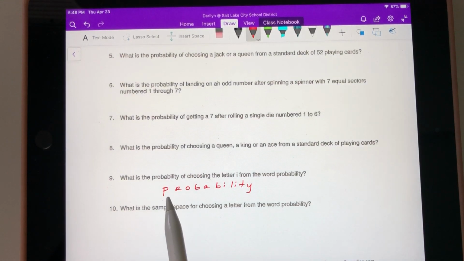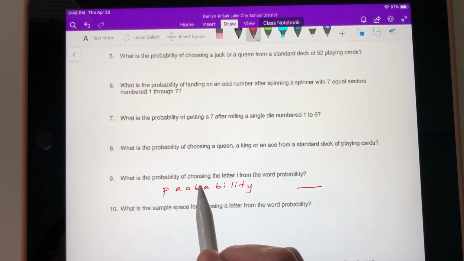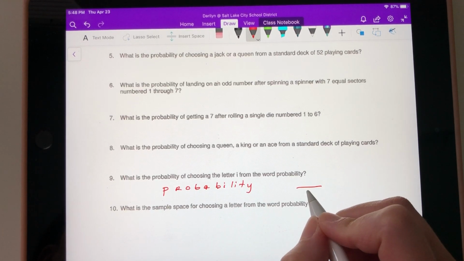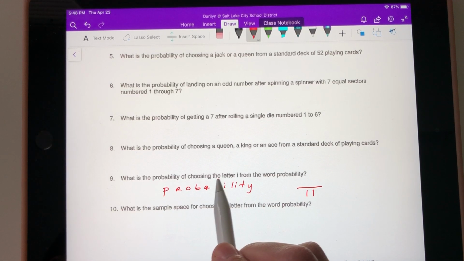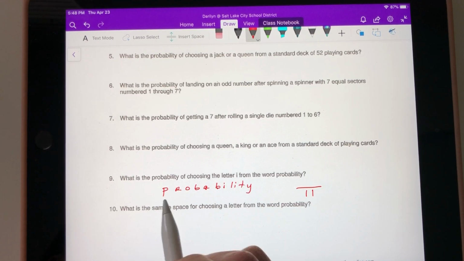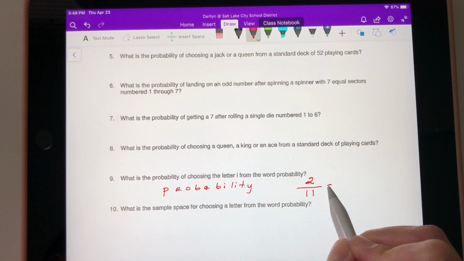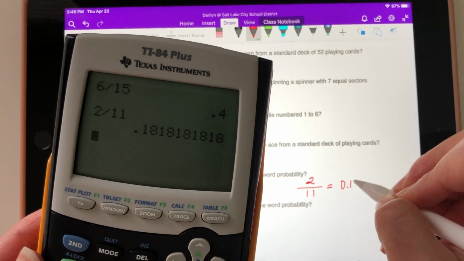So how many letters are there in the word probability? 1, 2, 3, 4, 5, 6, 7, 8, 9, 10, 11. There are 11 letters. The question says, what's the probability of choosing the letter I? Let's see how many I's there are. 1, 2. So 2 out of 11 is going to be my probability. 2 divided by 11 gives me 0.18.